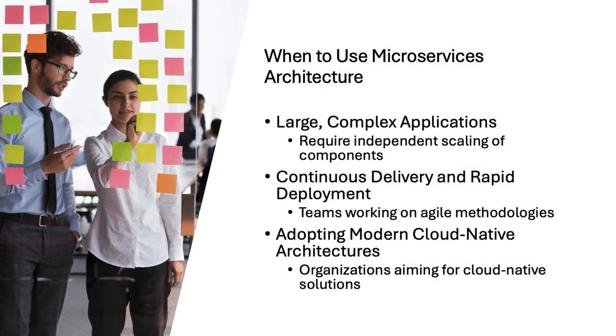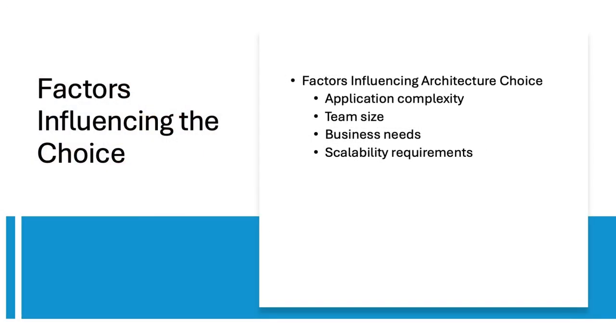Microservices architecture is ideal for large and complex applications needing independent scaling, teams focused on continuous delivery and rapid deployment, and organizations adopting modern cloud-native architectures. The decision between monolithic and microservices architecture is influenced by factors like application complexity, team size, business needs, and scalability requirements.